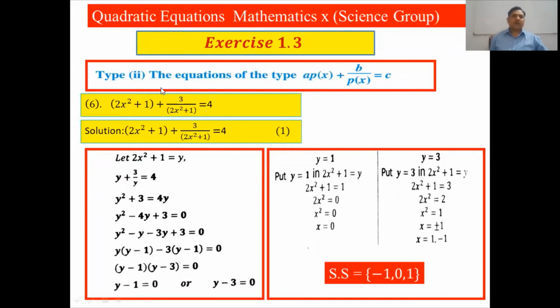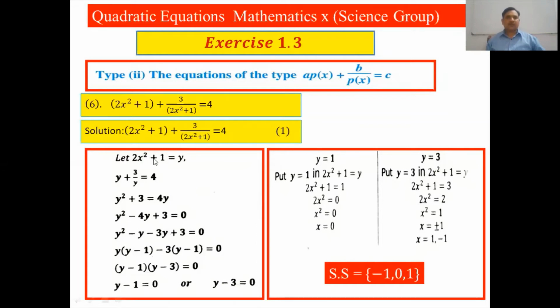Now we are going to solve type 2. The equation of the type a P(x) + b/P(x) = c. For example 6: (2x² + 1) + 3/(2x² + 1) = 4. So we write this equation as equation 1.